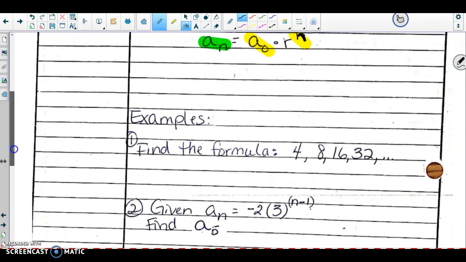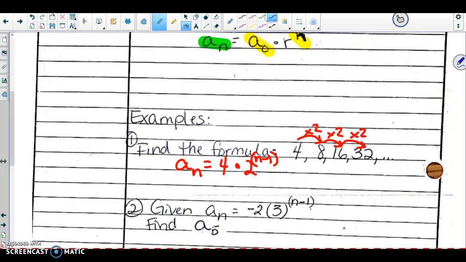So find the formula. Here I'm down to some examples. 4, 8, 16, 32. And hopefully I'm noticing that I am multiplying by 2 every time, and so on. So if I use my formula to figure this out, a sub n is going to be, if I use my first term, 4 times my rate, which is 2, to the n minus 1, because I'm using that first term.